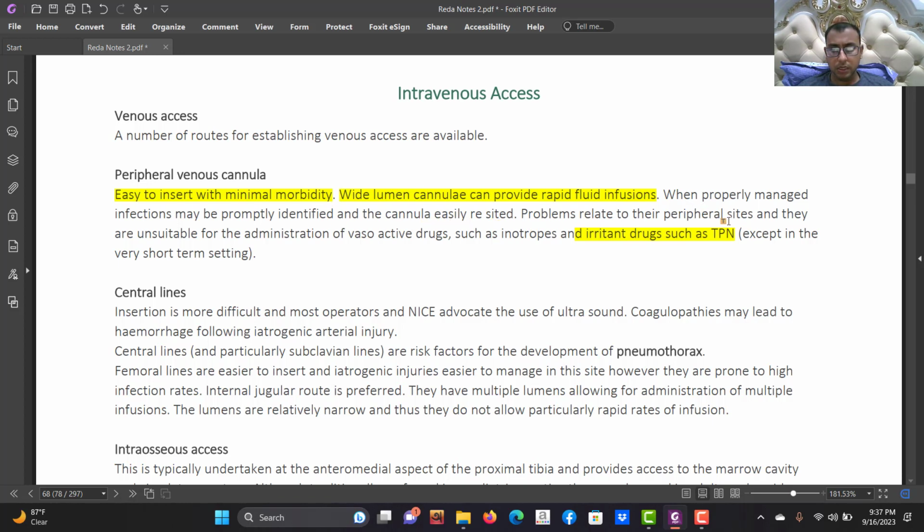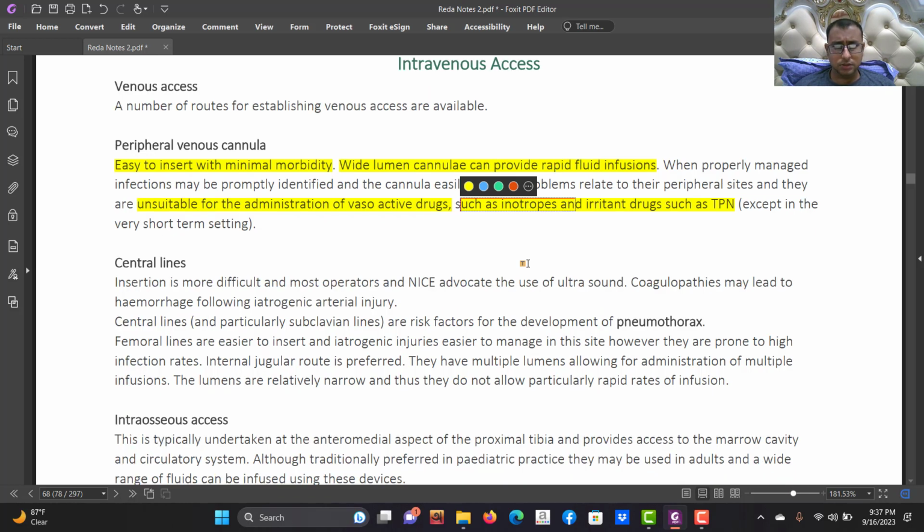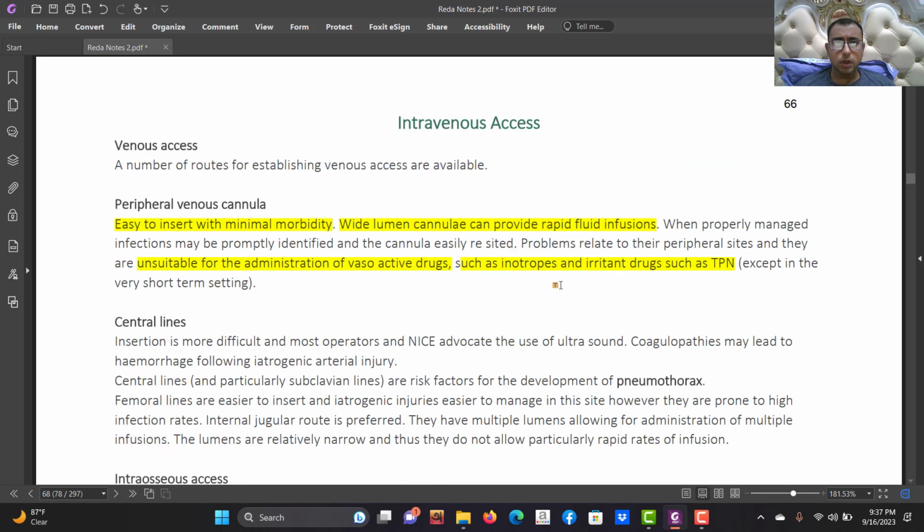The problem related to peripheral sites is that they are unsuitable for administration of vasoactive drugs like inotropes and irritant substances. The peripheral venous cannula is very popular, for example in the radial vein or antecubital veins. We use drugs which are water soluble, not so heavy. Vasoactive drugs and TPN cannot be given by a peripheral venous cannula, so those are unsuitable.